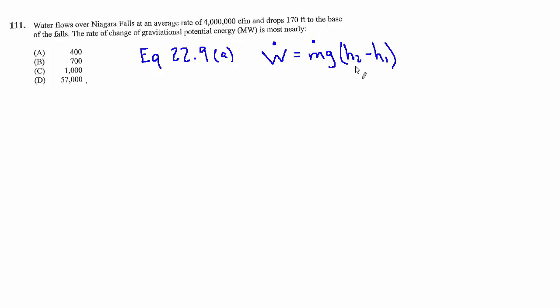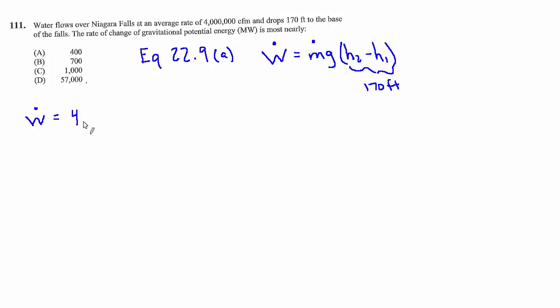And instead of h2 minus h1, we already know it drops 170. So we can just say that this is 170 feet. So with that, let's take a shot at substituting everything in there. So the rate of change of energy, and I'm using W dot. You could use PE for potential energy, but the point is the dot to show that it's an energy per unit time. But energy is work, so I'll just use W dot. And we want first M dot, but we don't have M dot, we have volume flow rate. So let's start with the volume flow rate then.